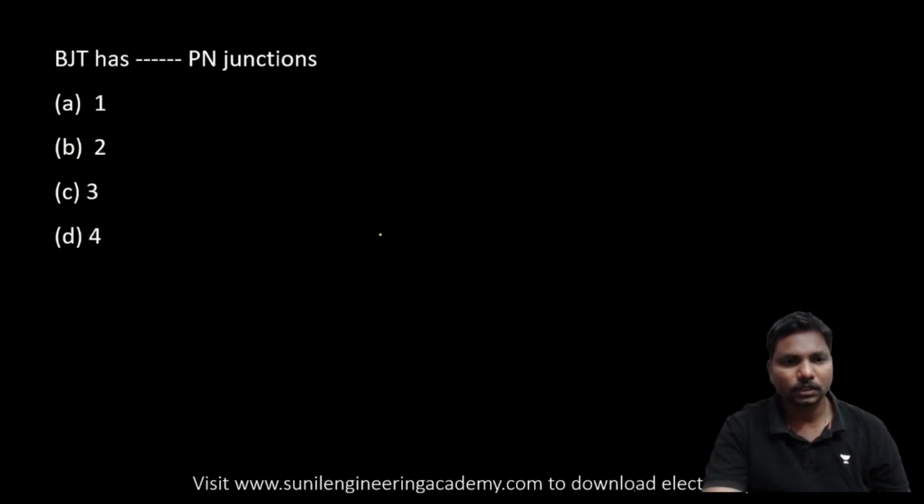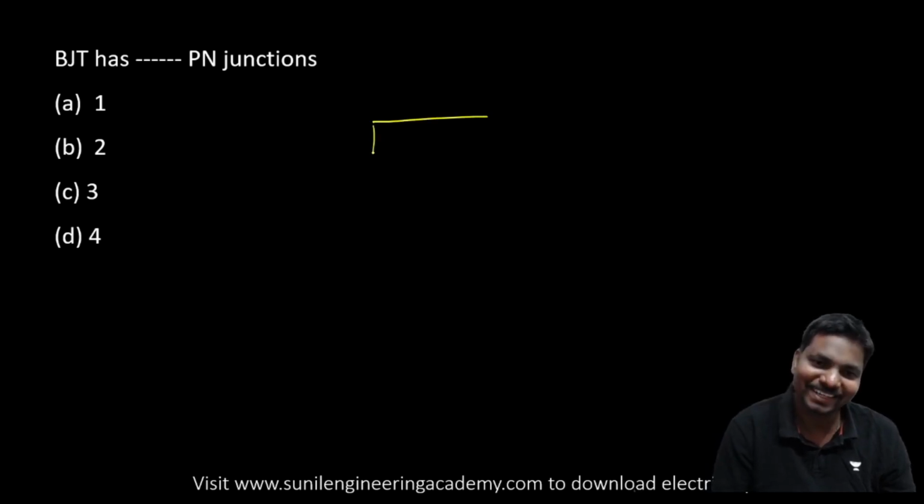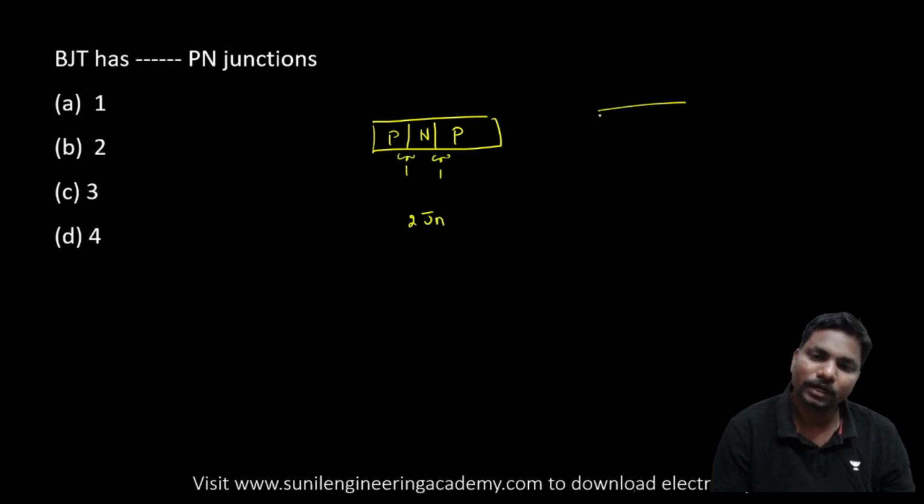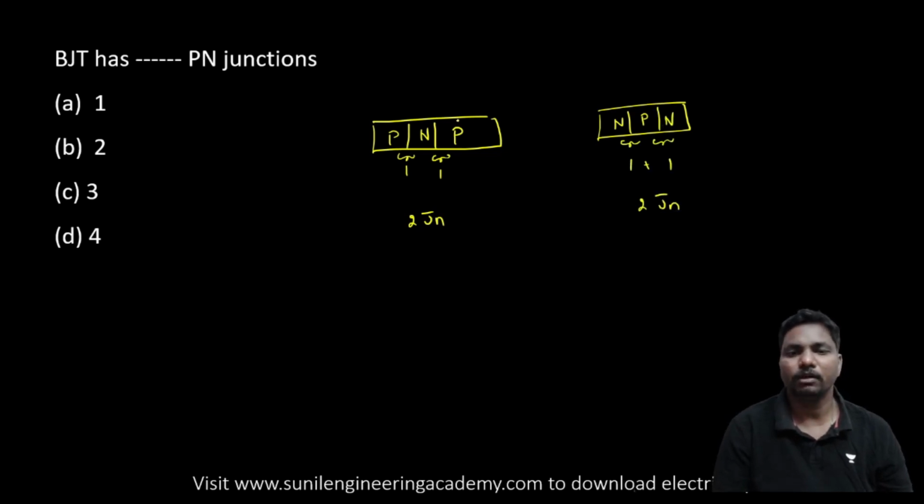Coming to the next question. BJT has how many PN junctions? Just now I have given PNP. P to N, one junction, N to P, one junction. It has two junctions. Not only in PNP, in NPN also: N to P, one junction, P to N, one junction. Two junctions. There is no junction between N and N and P and P.